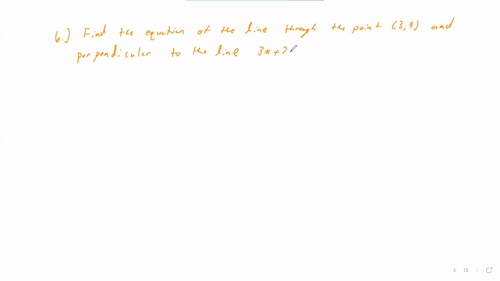So we're going to find the equation of the line through the points 3 comma 4 and perpendicular to the line 3x plus 2y equals negative 2. And unfortunately, they're going to want you to graph both.